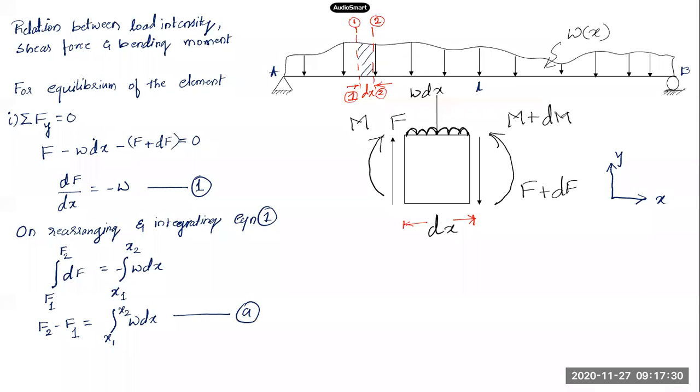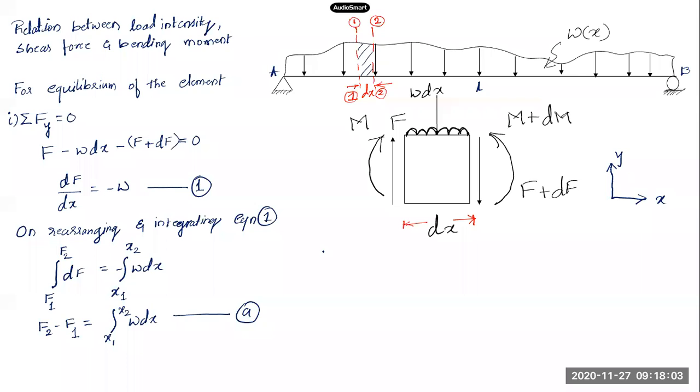From the equilibrium condition, we established a relationship between load intensity and shear force. Further, we also got to know that the difference in the shear force between any two sections will be equal to the area under the loading diagram. This is our load. Whatever the area is under this load diagram, that will be nothing but the difference in the shear force between these two sections, 1 and 2, or any two sections. So this is the first one what we have.